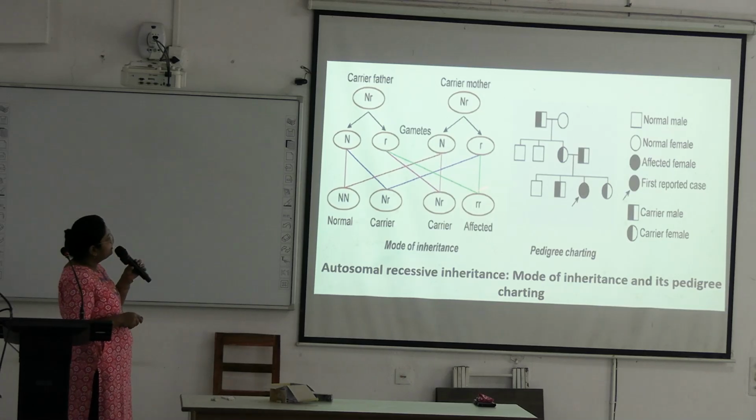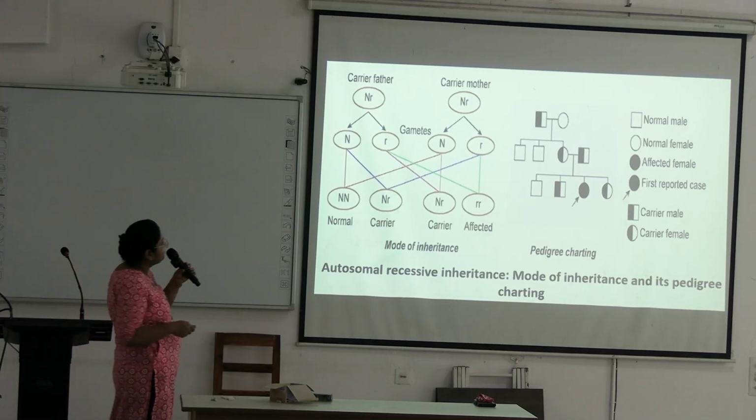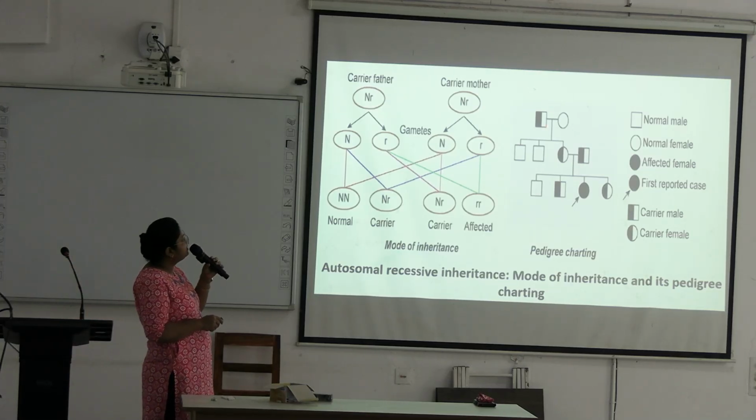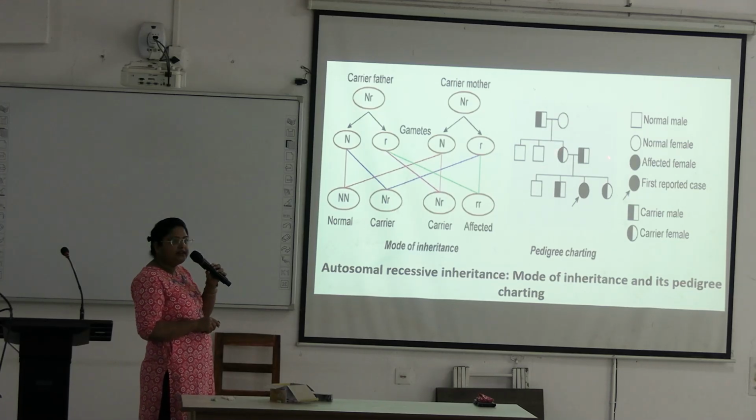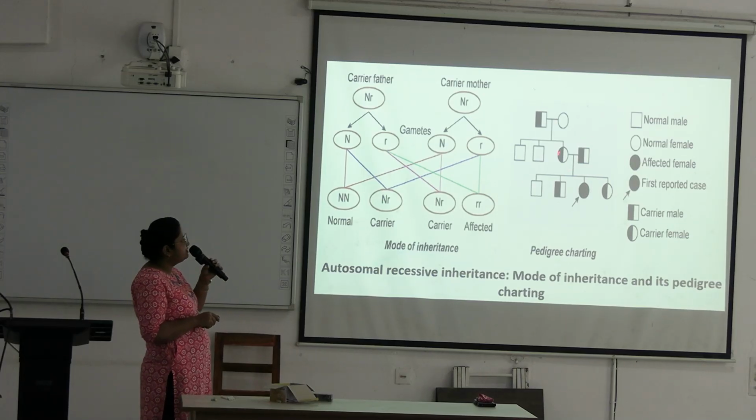Here, both are small r. So both are small r, so this is a recessive pattern of inheritance. They are affected, and these two are the carriers, capital N and small r. Okay, these are carriers. See here, here also this is a carrier and this is normal. So only this female is a carrier. No child is affected with the disease, but this female child is a carrier.